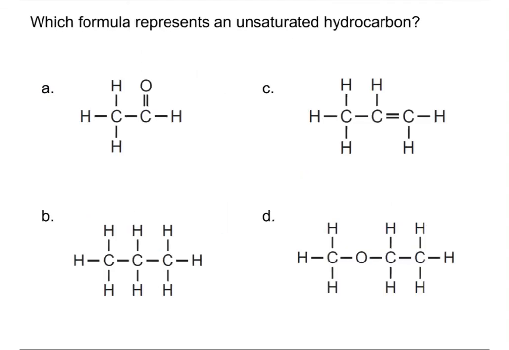Which formula represents an unsaturated hydrocarbon? Molecules A and D are not even hydrocarbons, and between B and C, C is clearly an unsaturated hydrocarbon since it has a double bond.